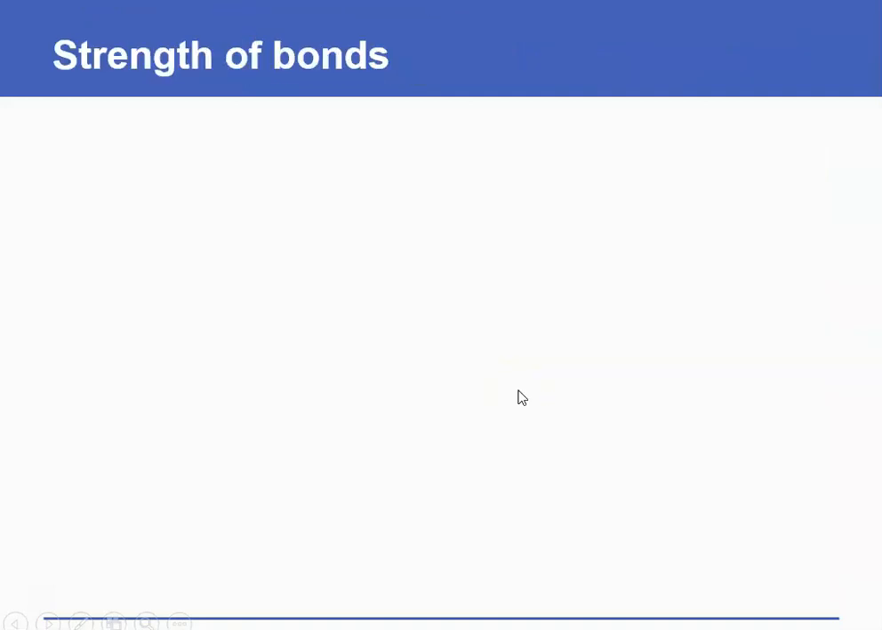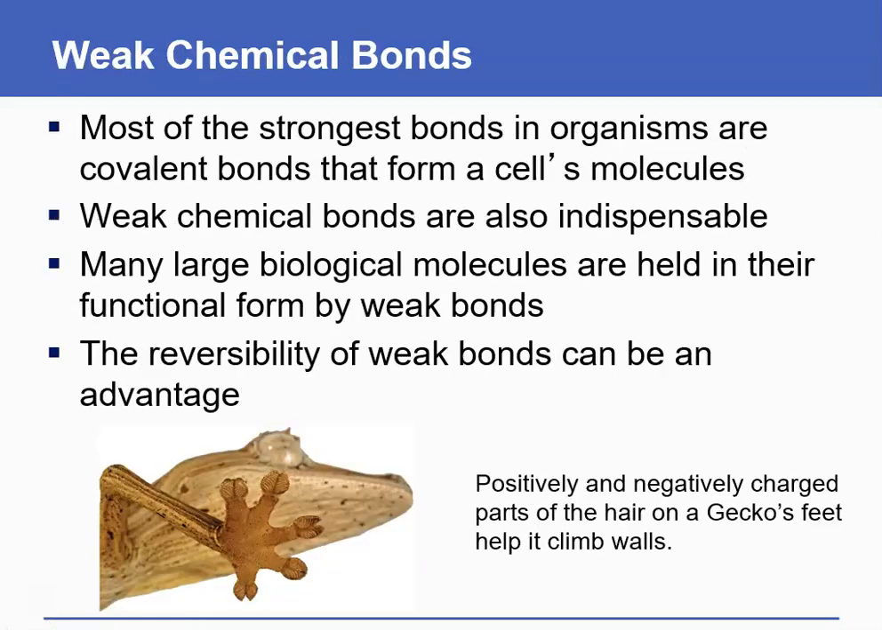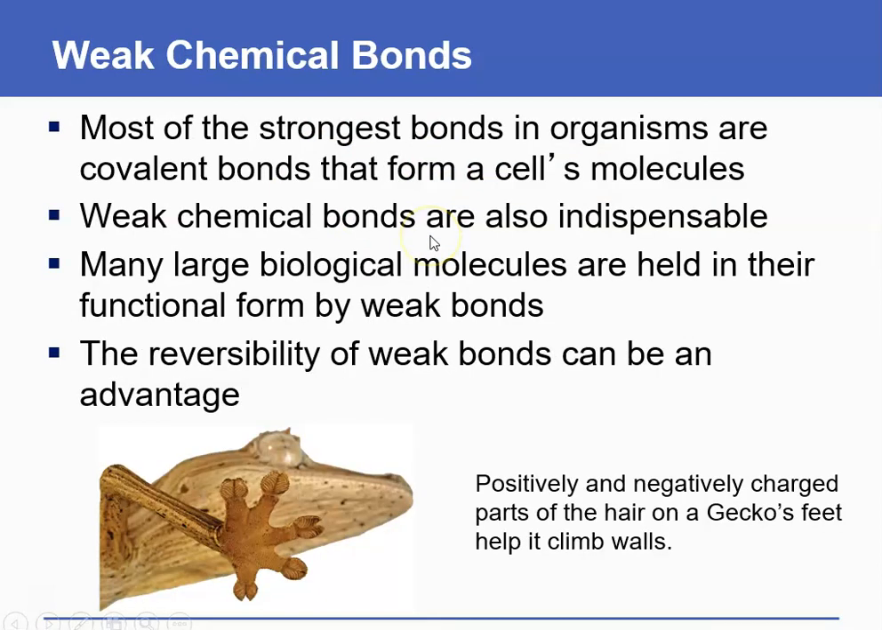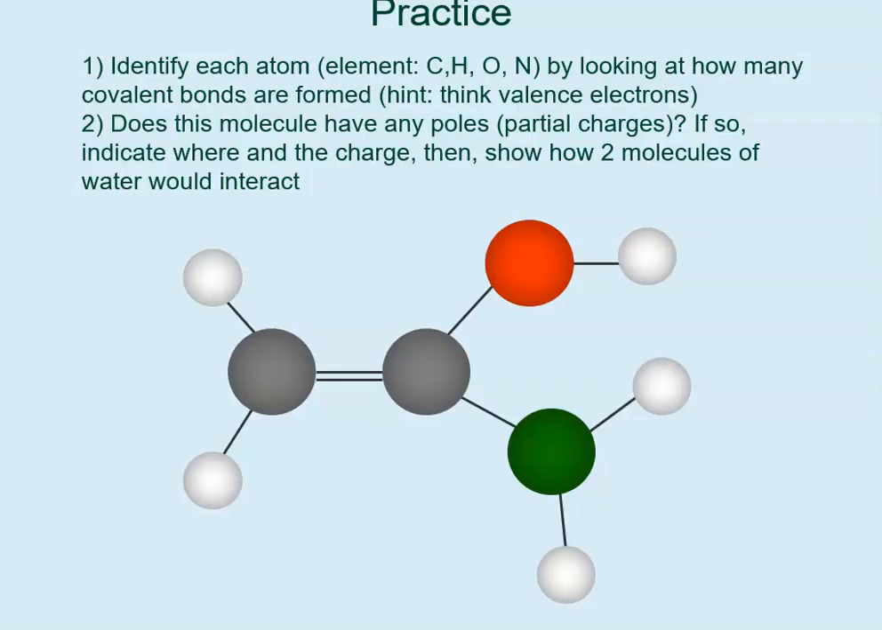Everything is nonpolar. So you wanted to be able to think about the characteristics of these different bonds and which ones are stronger. So covalent bonds are the strongest. Then we've got ionic bonds, which will break apart in water. And it's these little small bonds that can make a big impact. So now here's your practice.